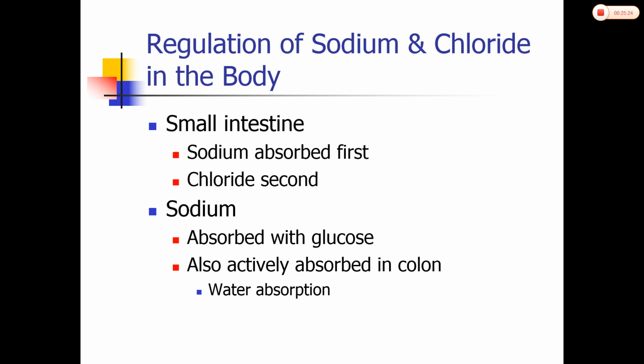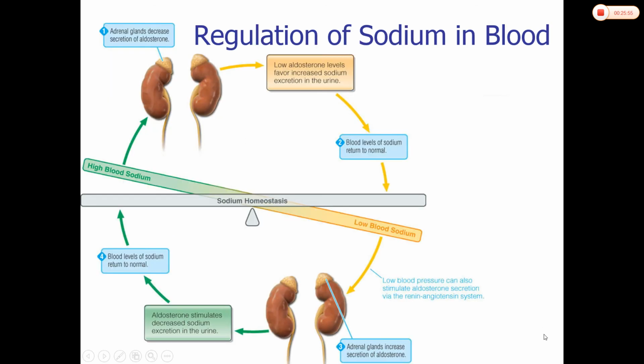The regulation of sodium and chloride both happens in the small intestine. Sodium is absorbed first, and later chloride is absorbed secondly. Sodium can also share transporters along with glucose. So there are glucose-sodium transporters on the cell surface, wherein the glucose and the sodium can move in and out. Also, they are actively absorbed in the colon during water absorption.